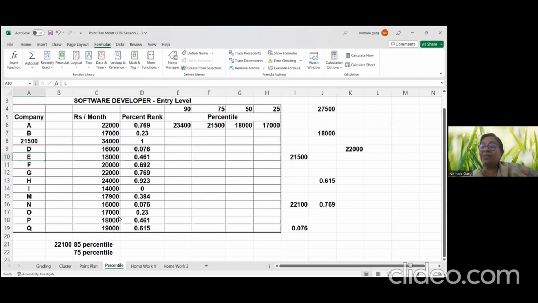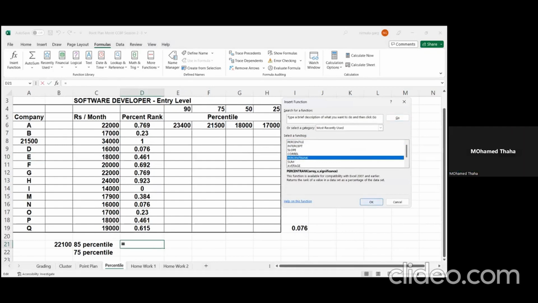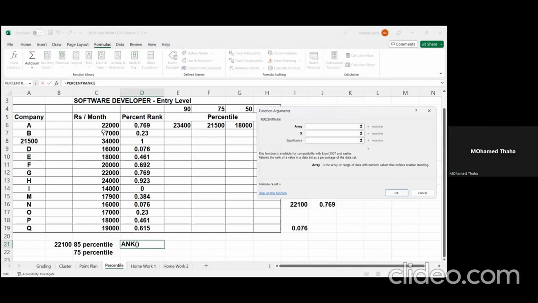And the other is percent rank. Now let me do a percent rank for you guys. What is percent rank now? Insert function. I missed the difference between percent rank and percentile, Nirmala. Can you help me understand what is the difference? What does percent rank mean?